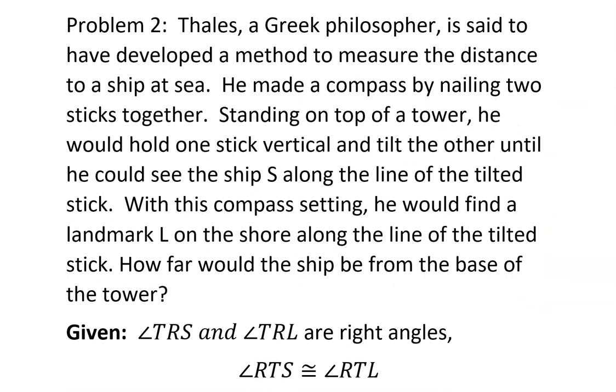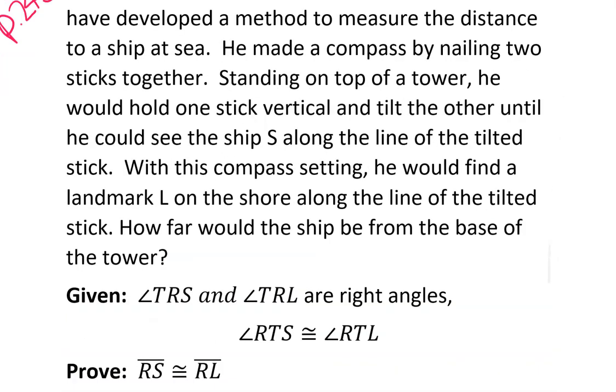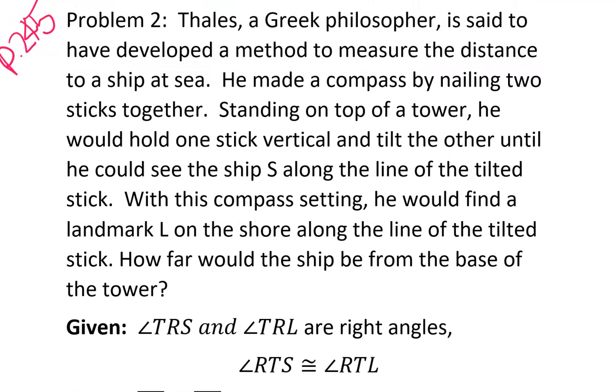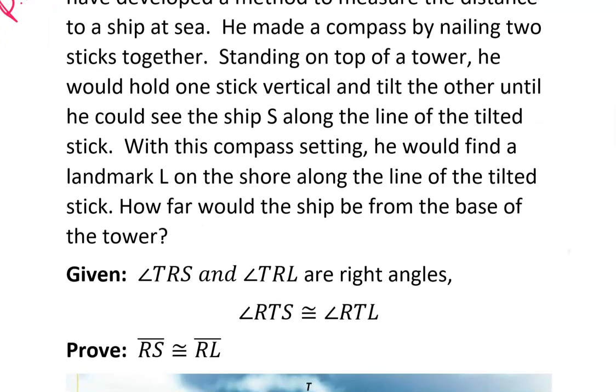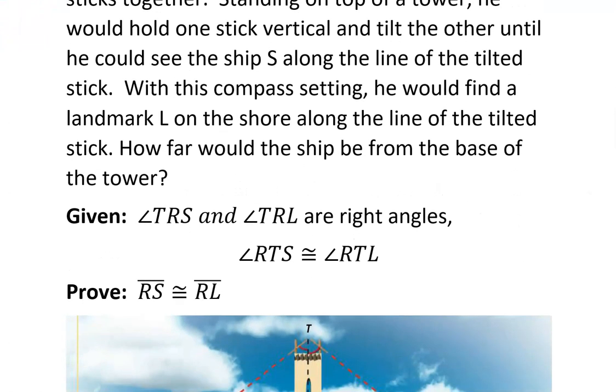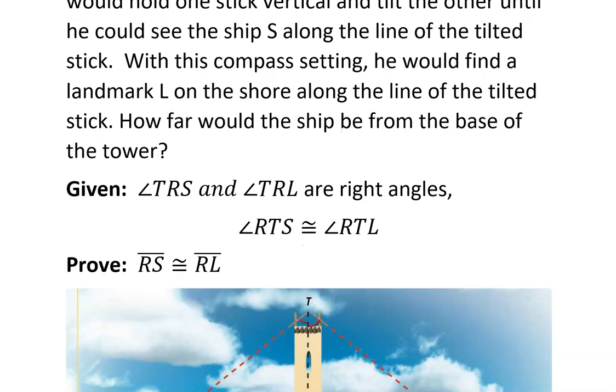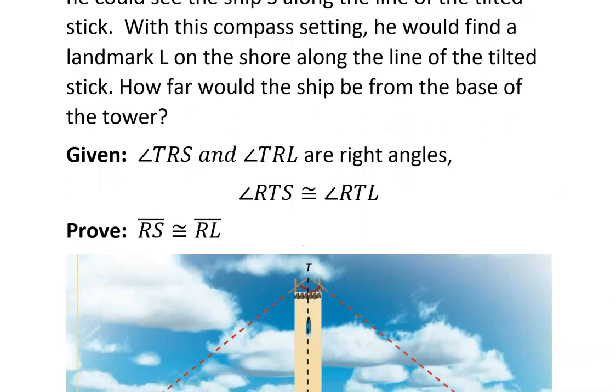Long question on problem 2. It's on page 245. Yep, I did have the picture, but that's where you're going to find this one. I don't know if it's Thales or Ty, a Greek philosopher, is said to have developed a method to measure the distance to a ship at sea. He made a compass by nailing 2 sticks together. Standing on top of a tower, he would hold one stick vertical and tilt the other until he could see the ship S along the line of the tilted stick.